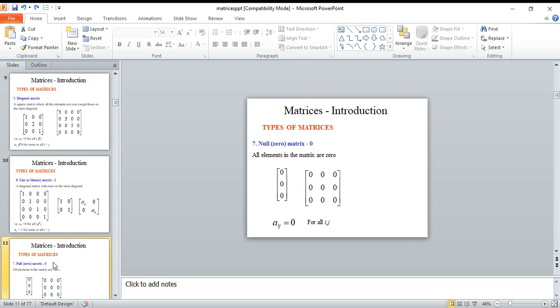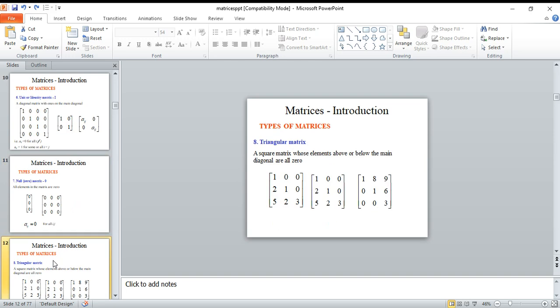Next, null matrix. Null matrix means all elements in this matrix are 0. So the first, the column matrix can also be a null matrix. A square matrix can also be a null matrix. All elements 0 means null matrix. Null matrix.